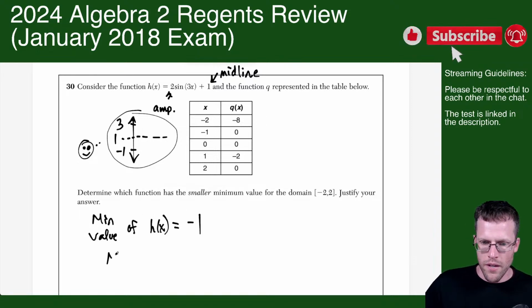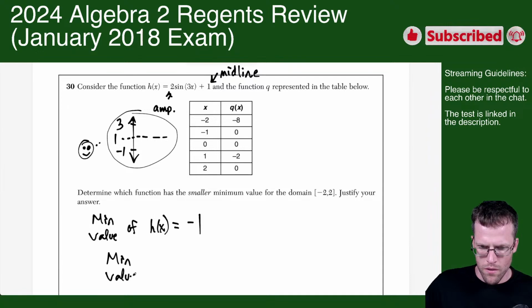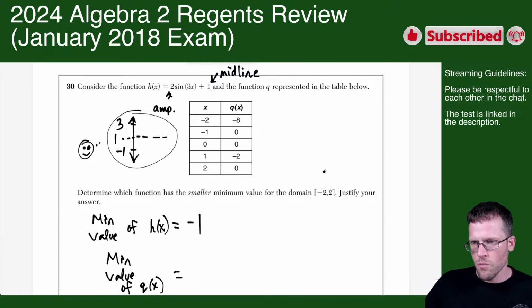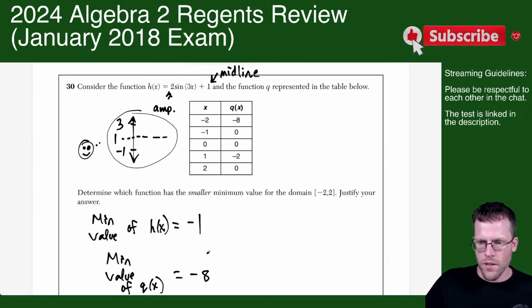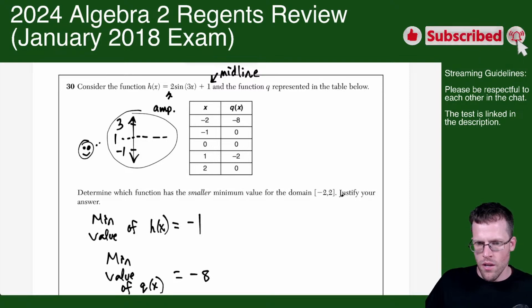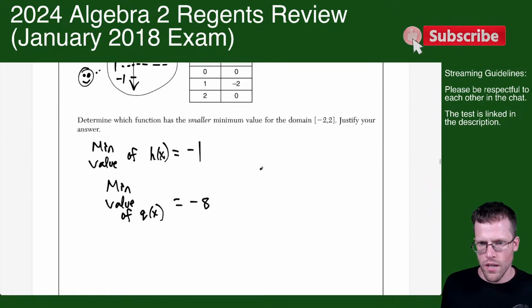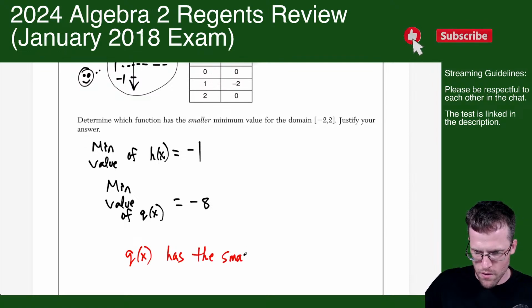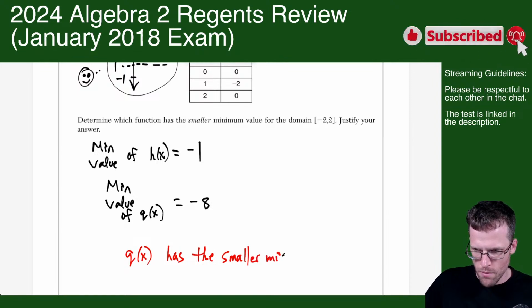And the min value of q of x equals, from the table, and we're on the domain from -2 to 2, the min value there is -8. Okay, so which one has a smaller minimum value? It's going to be q of x. Justify means show work. So q of x has the smaller minimum value. That means don't just guess.